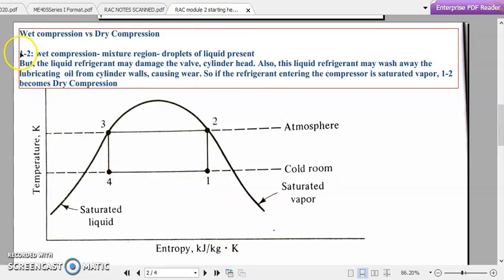because the 1 to 2 process, here you can see, can be considered as a wet compression, because the entire process 1 to 2 is happening in the mixture region, where there will be a lot of liquid droplets of the refrigerant or the working fluid existing throughout the compression process. So imagine a compressor which is admitting a mixture of both liquid and vapor refrigerant inside the compression cylinder. So what will happen? There will be a lot of droplets of liquid refrigerant present.